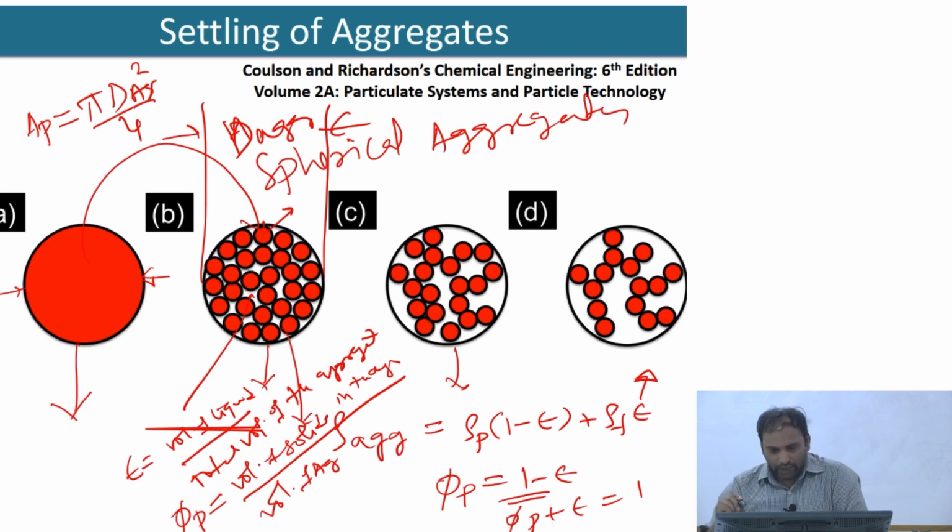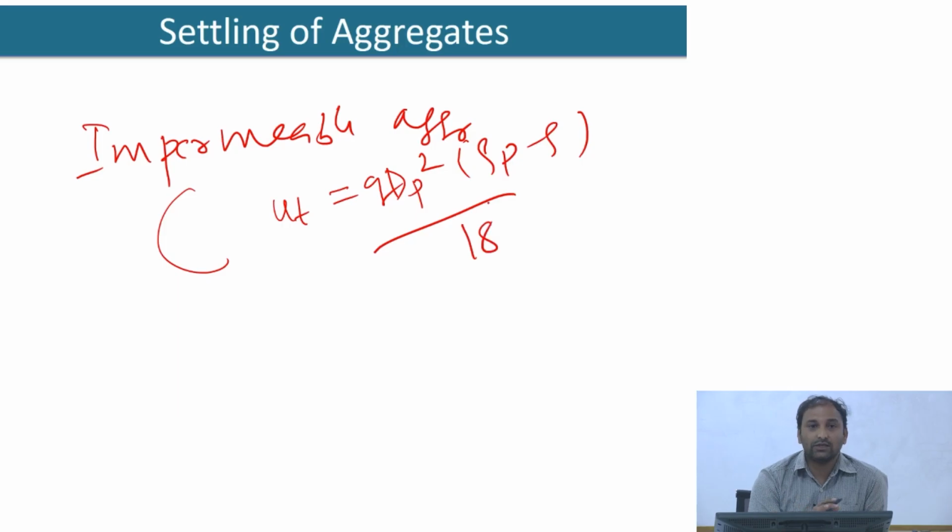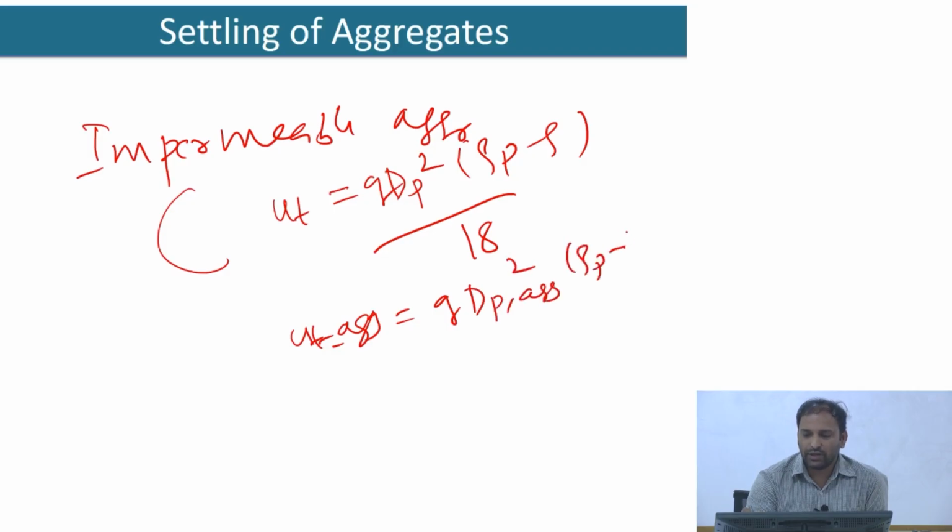So whatever expression we developed for the settling regimes we talked about, g d_p square into rho p minus rho divided by 18 mu, which was for an isolated particle that was settling, I can use the exact same formulation. That is, u_t aggregate is now going to be g d aggregate square into rho p minus rho divided by 18 mu. Again, this is for the case of isolated aggregates.